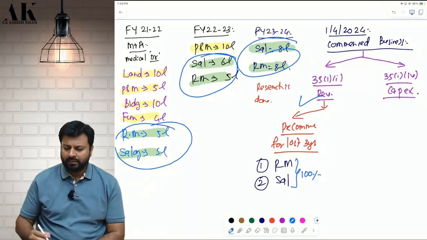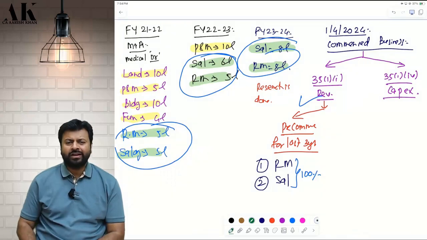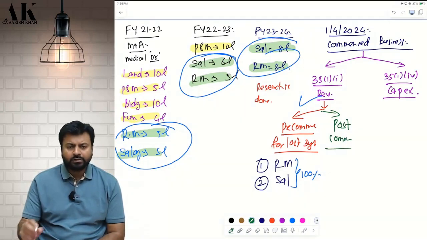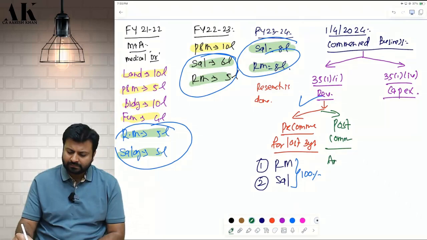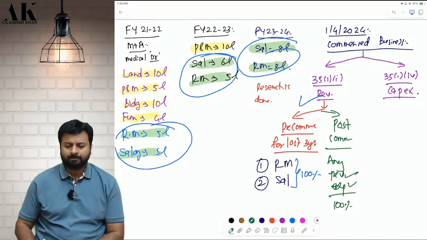Okay. Do these companies only do research in pre-commencement? They don't do research in post-commencement or what? Tell me. Their research is continuous, na? It's going on, yes sir. Every day. So even in post-commencement, if you do any revenue expense, you will get it. Okay? 100%. Is it clear? Clear.